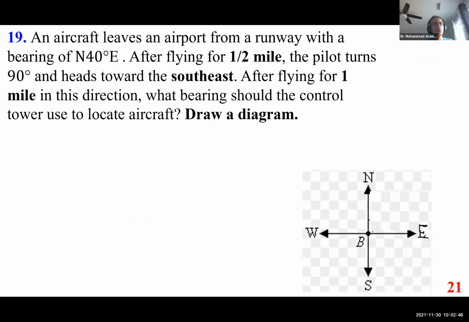Could you please read this one? An aircraft leaves an airport from a runway with a bearing of north 40 degrees east. After flying for half a mile, the pilot turns 90 degrees and heads towards the southeast. After flying for 1 mile in this direction, what bearing should the control tower use to locate the aircraft? Draw a diagram.